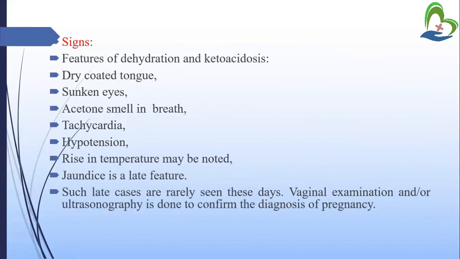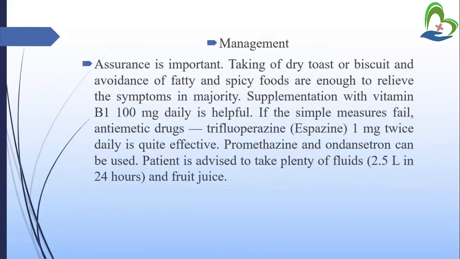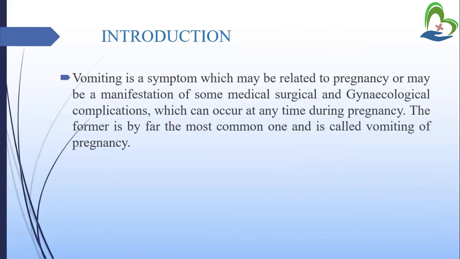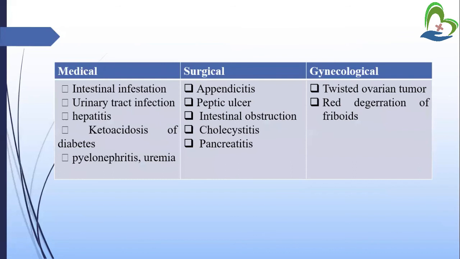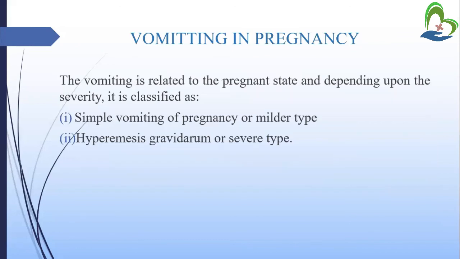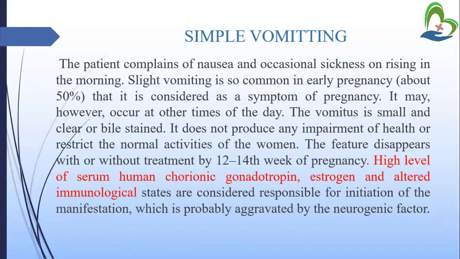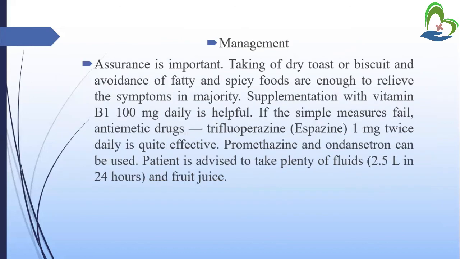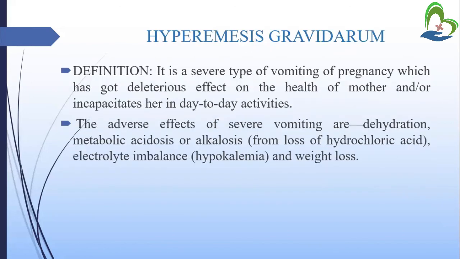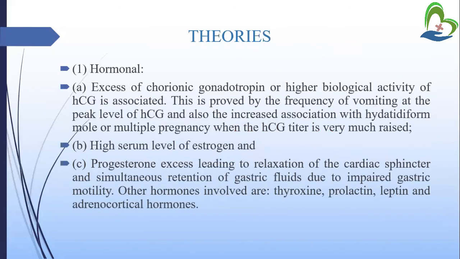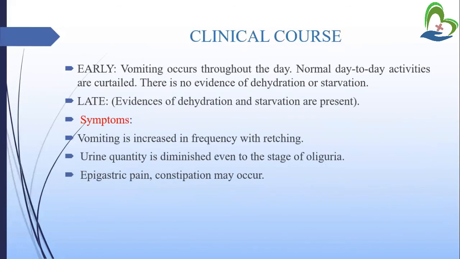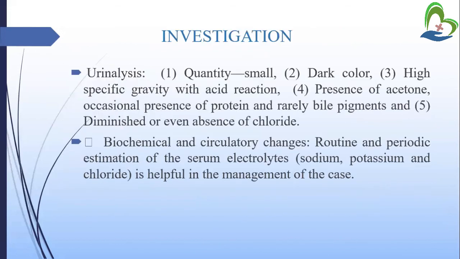Okay, so in this class we discussed the vomiting of pregnancy. First we discussed the causes of vomiting in pregnancy. Then the first one is simple vomiting of pregnancy or hyperemesis gravidarum. In that, we first discussed simple vomiting and its management. And in hyperemesis gravidarum we discussed the definition, etiology, theories related to hyperemesis gravidarum, clinical course, clinical manifestation and investigation related to hyperemesis gravidarum.